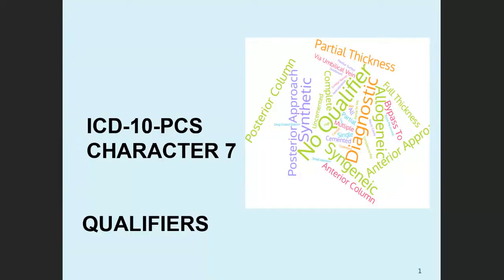Welcome, I am Terry Tropin, and today I'm discussing the qualifier, character 7, used to build a PCS code for the medical and surgical section. See the videos already posted on YouTube for an introduction to PCS digits 1 and 2, and others discussing root operations, body parts, approaches, and device.